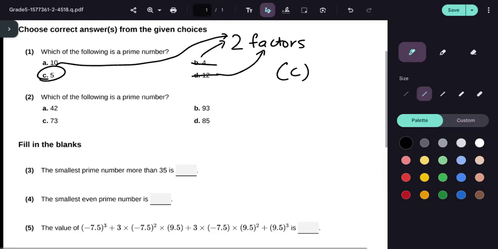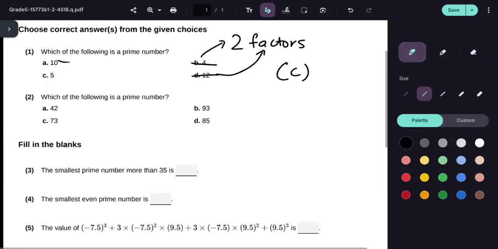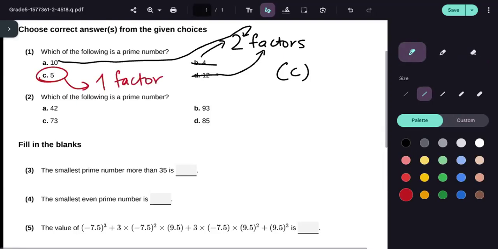Okay, the number 5 does not have 2 factors, but instead it only has 1 factor. Okay, draw my arrow a bit clearer. But instead 5 only has 1 factor. Okay, alright, next.